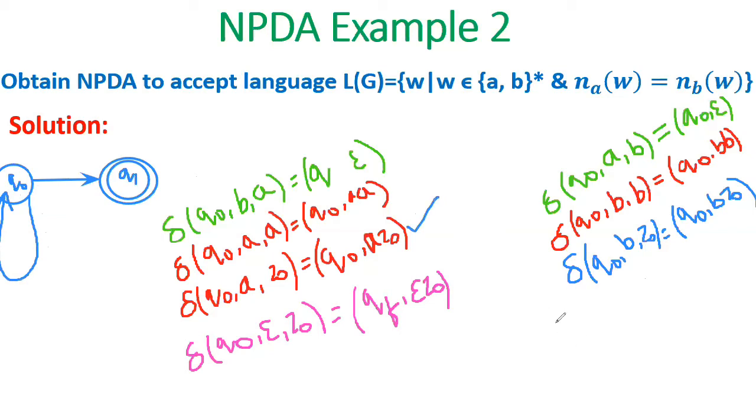The first two transitions will be this as well as this one. So how do you write it? A comma Z naught bar A Z naught. Similarly, for this one, B comma Z naught bar B Z naught. Right? So these two are done.